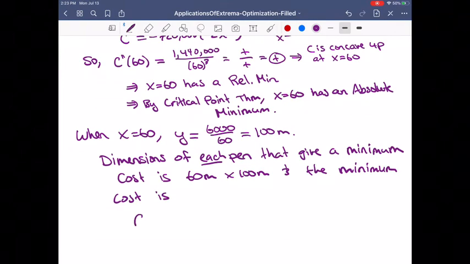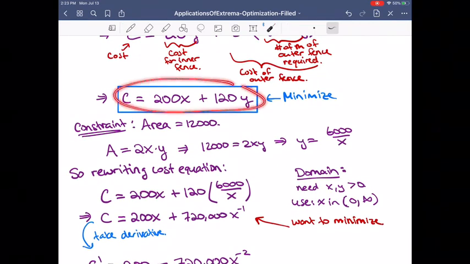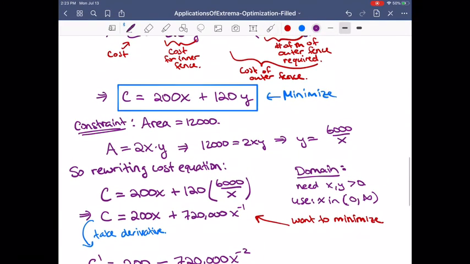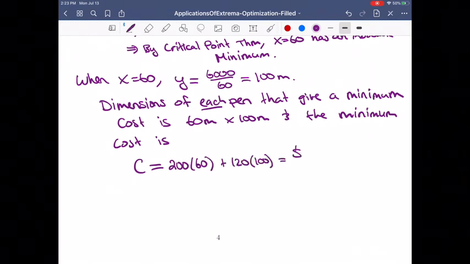and the minimum cost is C equals, so then you can use either equation. Because I have x and y, I'm going to use this one here. If I didn't need the y value, then I would probably use this one so that I didn't have to find it. But it's totally up to you. So here I'm going to use the top one. So it's 200 times x plus 120 times y. So it's 200 times 60 plus 120 times 100. So if you compute that, the cost is going to be $24,000.